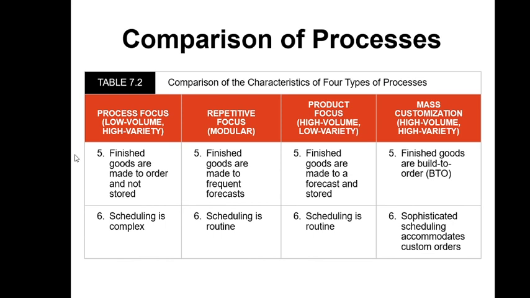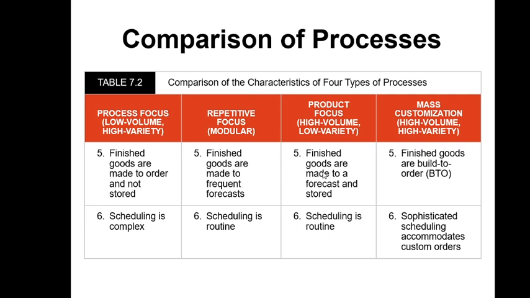Another point about the finished goods: they are made to order in the case of the process focus, and not stored. Of course, you cannot store the hospital service or the hotel service. In the repetitive, finished goods are made to frequent forecast, and it's previously made already, but what you have to do is just assemble it.